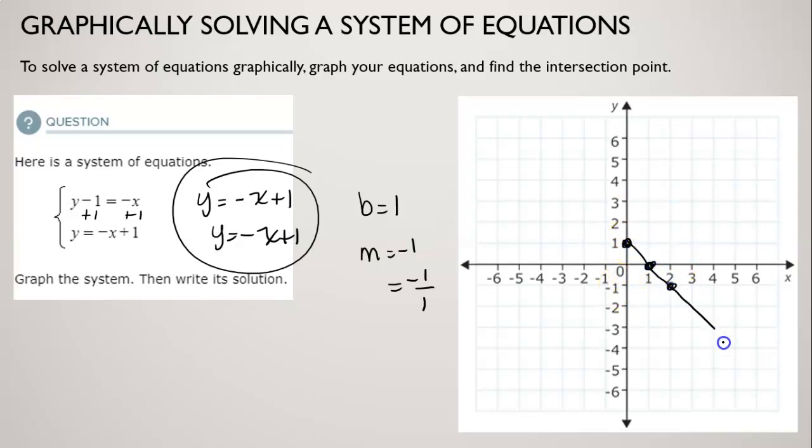No reason to keep going. What we've got is the exact same line for both. So these intersect at all points. So you should have said infinite solutions for that.